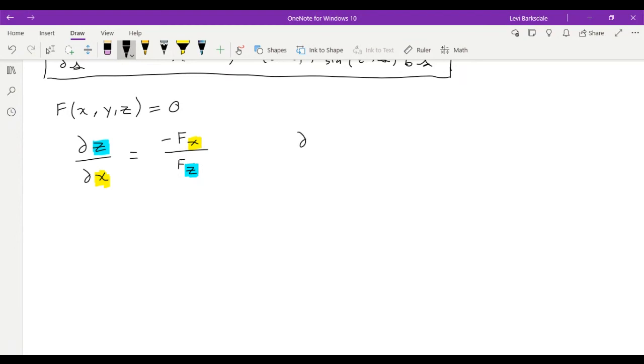So if you wanted to find instead change in y with respect to change in z, all you do, make it negative, flip it. Sorry, that should not be an x, that should be a z. Or change in x with respect to change in y, negative f sub y over f sub x.